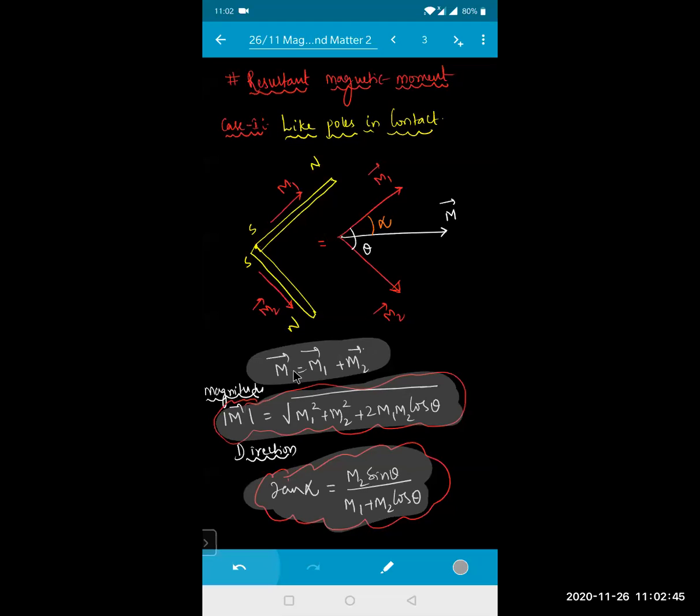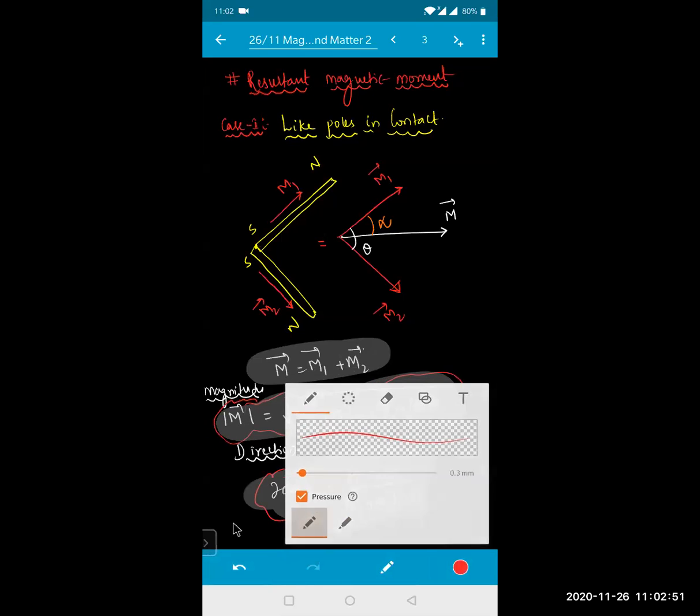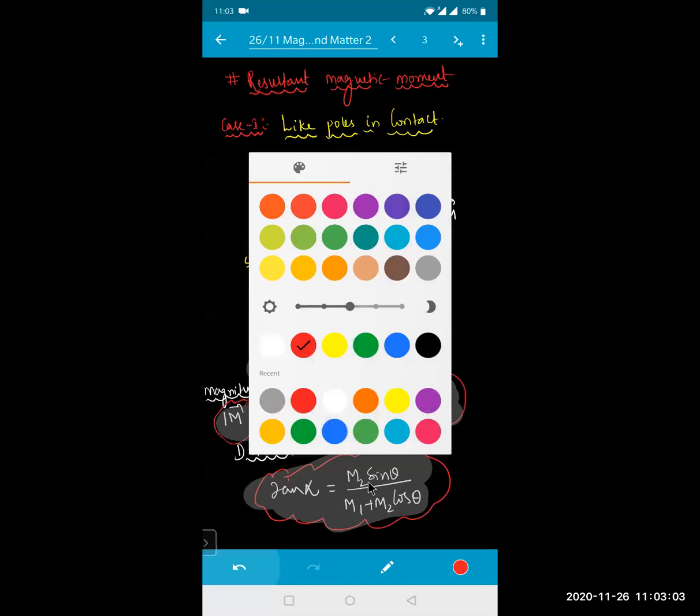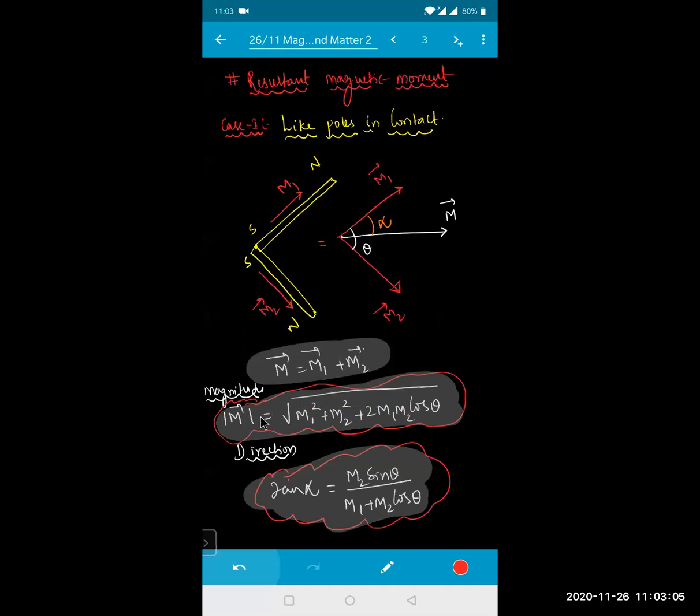So in terms of vectors, if I'm writing M bar is equal to M1 bar plus M2 bar, the magnitude in terms of magnitude will be under root of M1 square plus M2 square plus 2M1 M2 into cos theta. And the angle made by this one is tan alpha is equal to M2 into sin theta divided by M1 plus M2 into cos theta. Ikkada clear andarki? Is it clear for everyone?